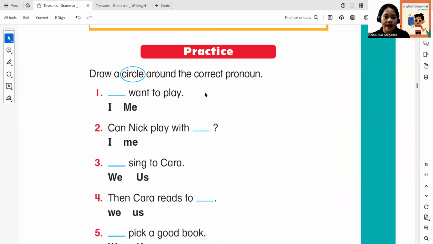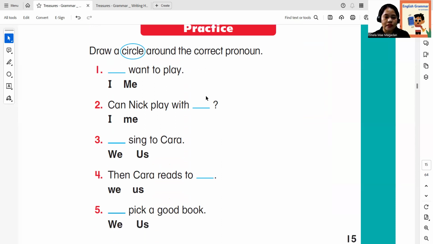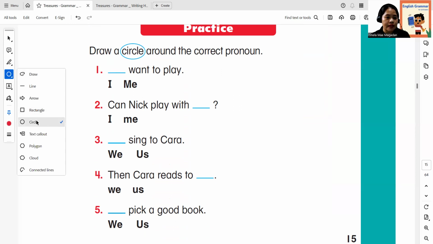Draw a circle around the correct pronoun. Okay? So, number 1, blank want to play: I want to play or me want to play. What is correct? This is very common. I, of course. You cannot say me want to play. It's incorrect. Number 2, can they play with I or me?